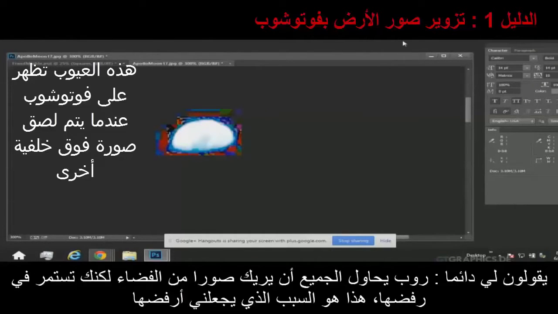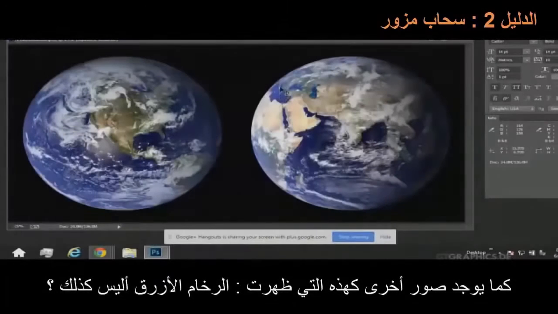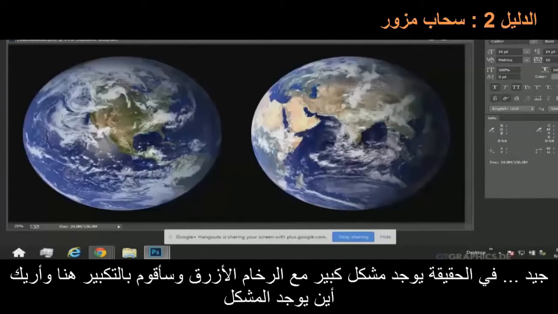I mean, they're always out there saying, you know, Rob, everybody's trying to show you stuff from space and you keep rejecting it. This is why I reject it. These guys are liars. Then you've got other pictures like this, the Blue Marble, that come out. Okay, well, there's a big problem with the Blue Marble, and I'm going to zoom in here and show you what the problem is.